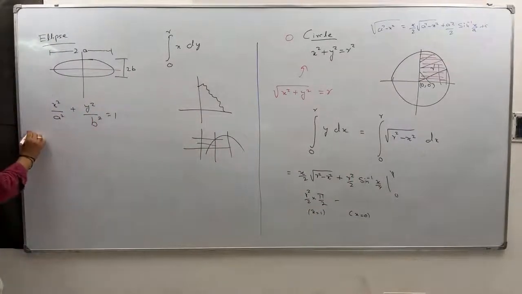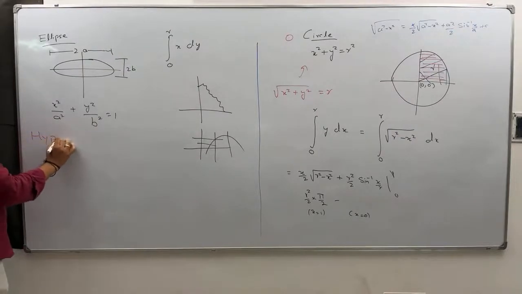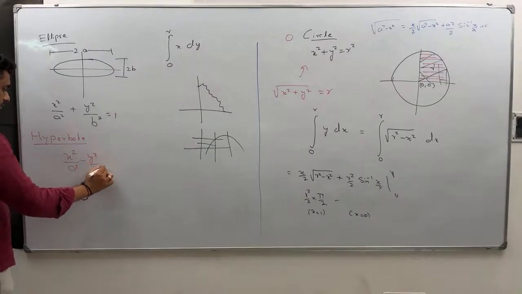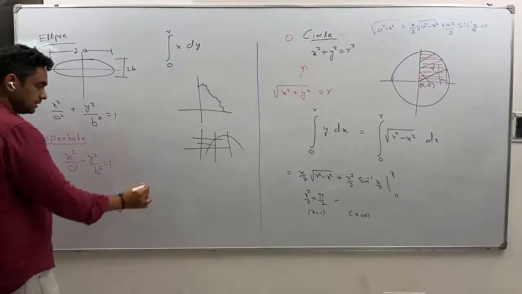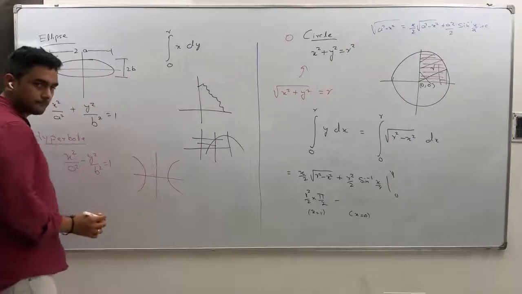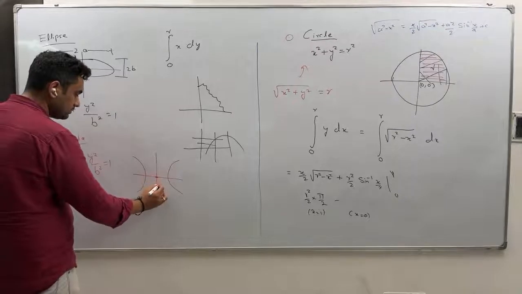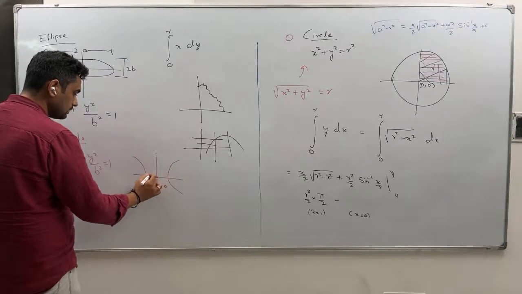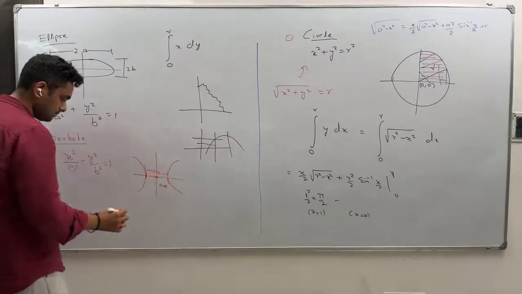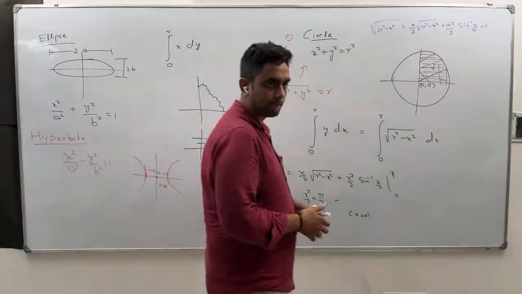Next, we will look at hyperbola. Hyperbola equation is this. That is x square by a square minus y square by b square equal to 1. It represents this hyperbola. Center will be 0, 0. And this length from here to here will be 2a. This is hyperbola.